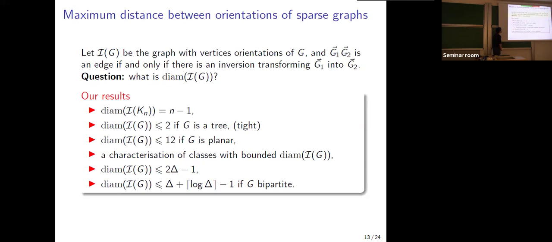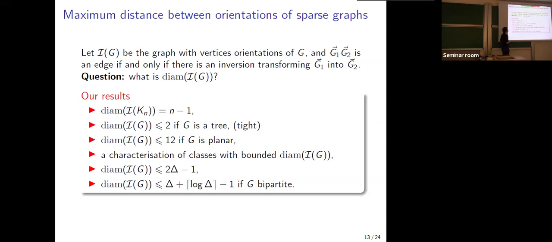Okay, so now when we move to the third question, which is maybe the most natural one actually, which is how far two orientations can be if I fix my underlying graph. So I fix a graph G, and now formally we can define the inversion graph of G, which is the graph whose vertices are orientations of G, and two orientations are adjacent if you can go from one to the other using one inversion. So now really the distances between orientations are distances between vertices in this graph. And now we look at the diameter of this graph. It is the maximum distance between two orientations of G.